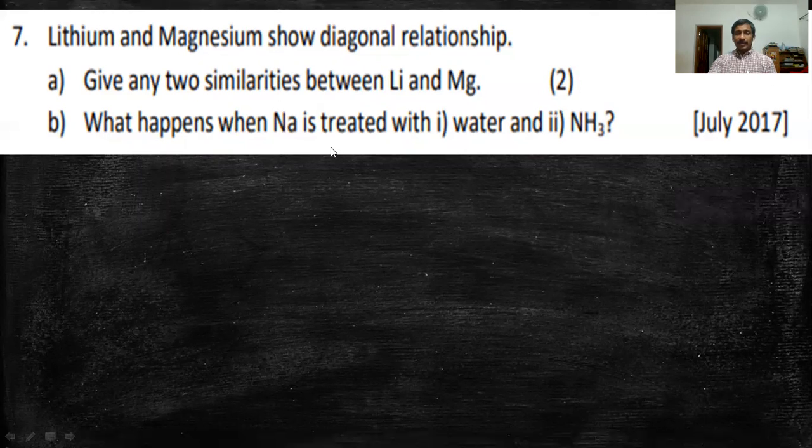What happens when sodium is treated with water? Sodium dissolves in water and produces sodium hydroxide and liberates hydrogen. In NH3, a blue colored solution forms due to dissolution of sodium in ammonia. Along with the Na+ ions, what forms? Electrons. Ammoniated electrons also will form.